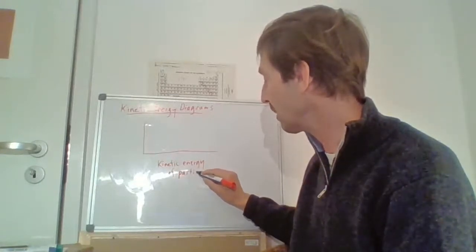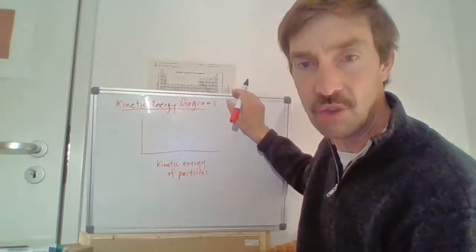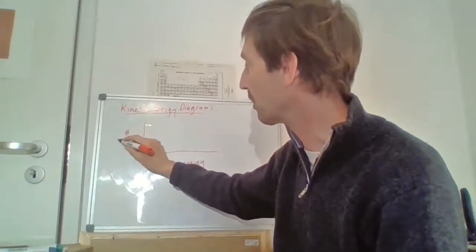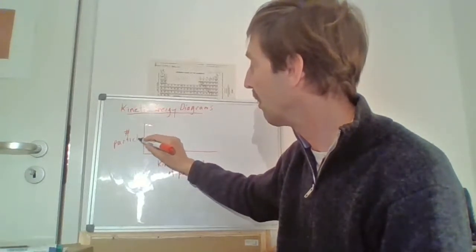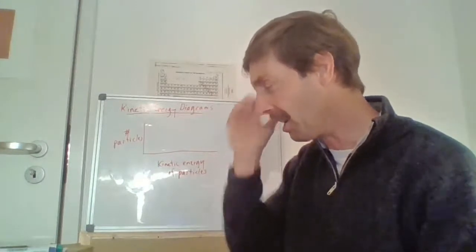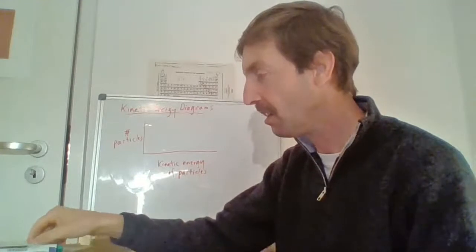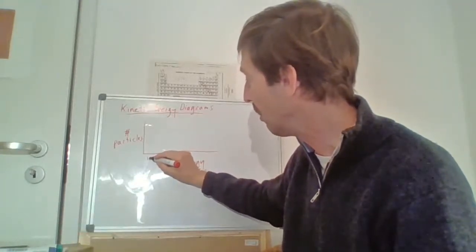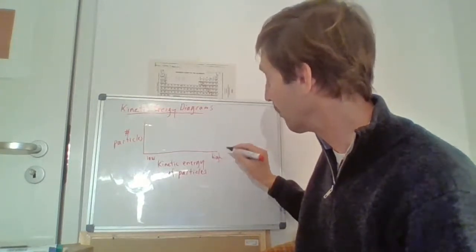And I bet that's right in the blur. I bet you can't see that. So kinetic energy of the particles. And over here is the number of particles or molecules. Okay, good. Kinetic energy. Let's put this as no numbers. We're just going to say low and high. Okay.